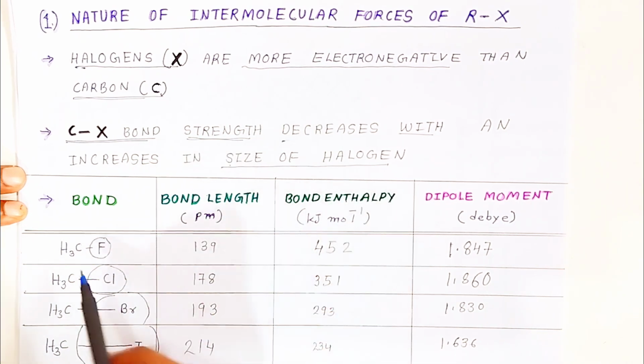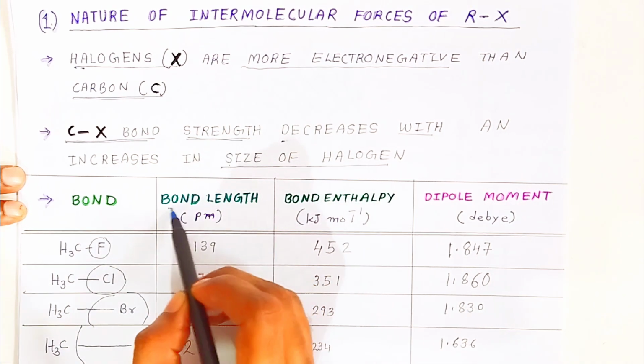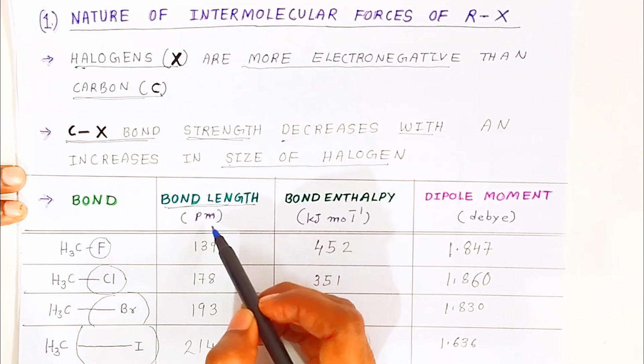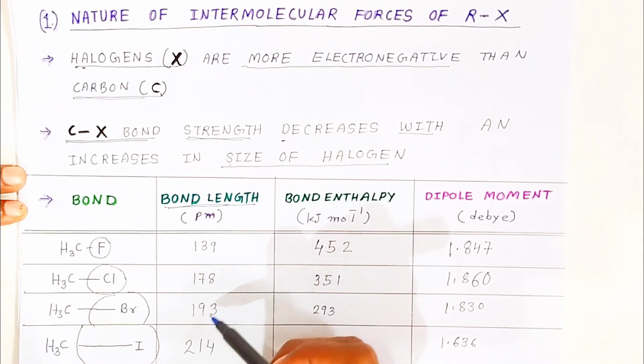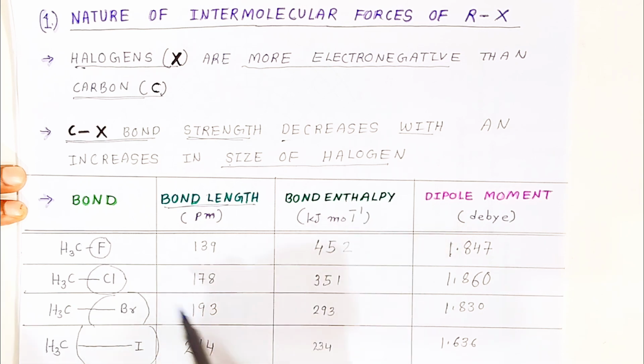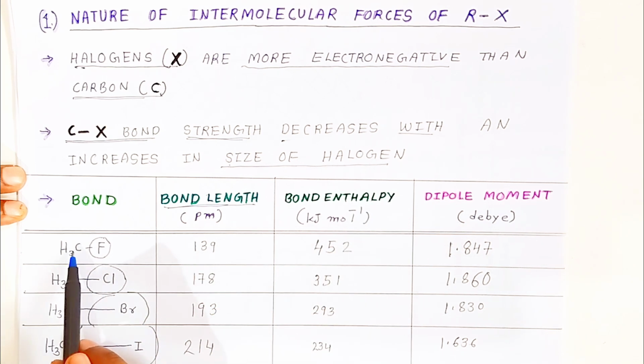Now what happens, students, as the sizes go on increasing? See the bond length. The other property is bond length. We are representing it in picometers, students. See the numbers: 139, 178, 193, 214. Understand? So bond length, see the difference between carbon and fluorine.